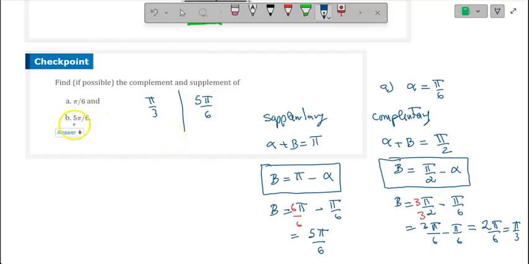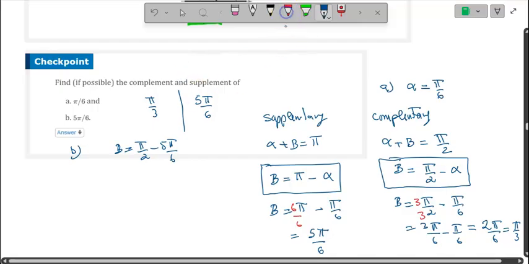Now, since we have 5 pi over 6 for this one, again, what you want to do is use one of the formulas. So for B, I'm doing B over here. So beta is going to be pi over 2 minus 5 pi over 6 multiplied by 3's.